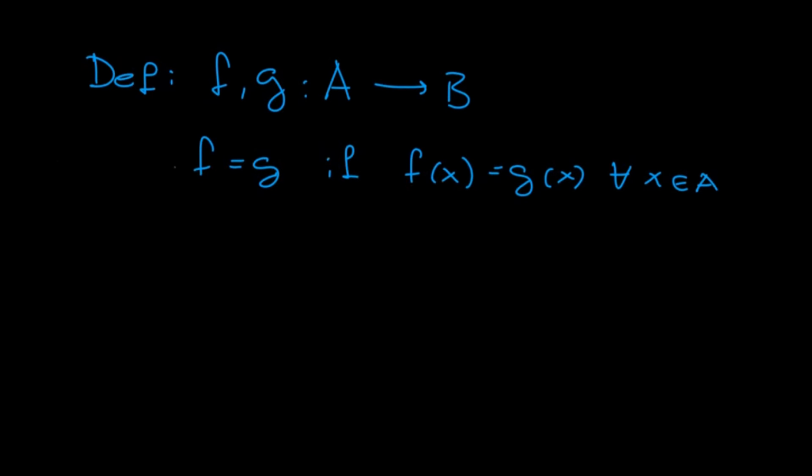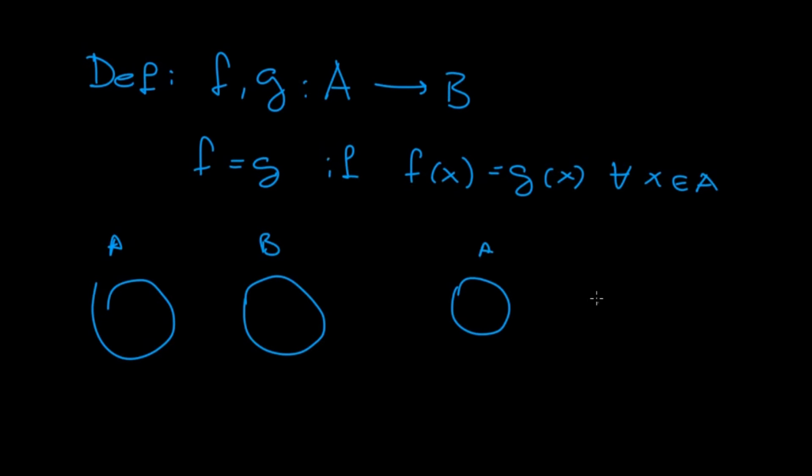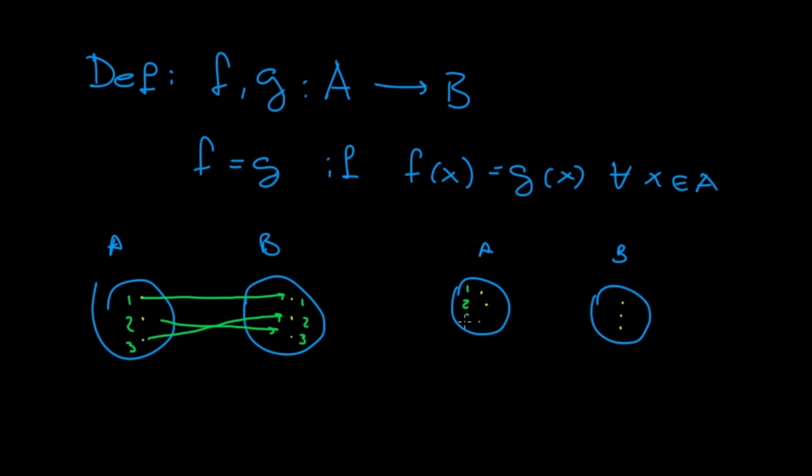So what this says is actually pretty simple. I have A and B, and A and B. And basically it says, if I have a few elements here, I need the same arrows. So if this one comes to the first element, this one goes there. Let's say 1, 2, 3. Same here, because they're the same sets. And here I have 1 goes there, 2 goes to number 1, and 3 goes to number 2.